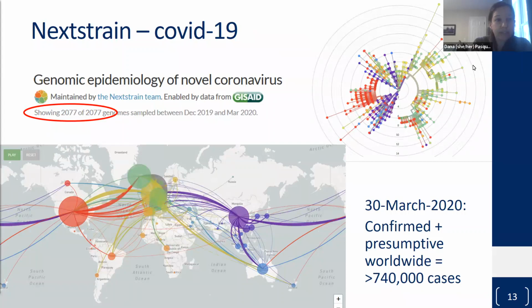So this is from NextStrain, which is a website that collects sequences for SARS-CoV-2 and a couple of other pathogens. And this was from March 30th, 2020. And at the time, there were just over 740,000 cases worldwide. And what they were doing was looking at the change in genome by location to try to estimate how much SARS-CoV-2 was moving around the world.